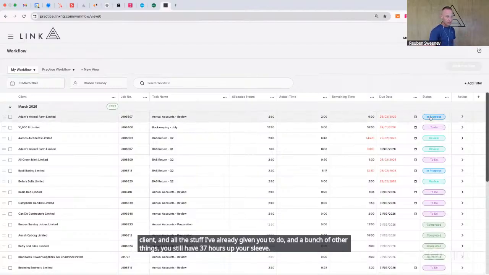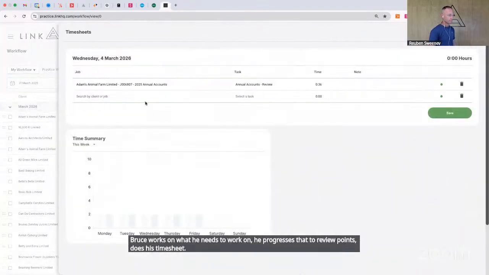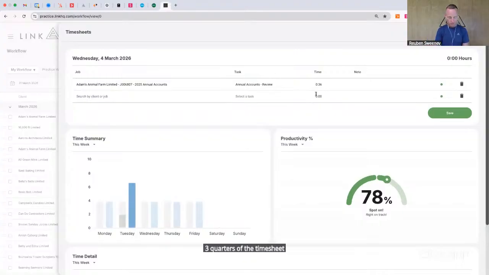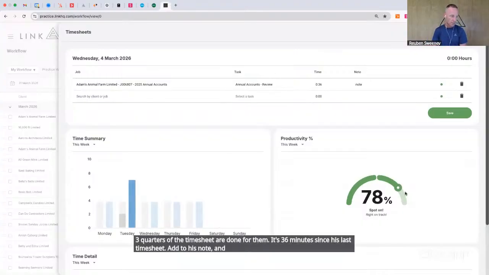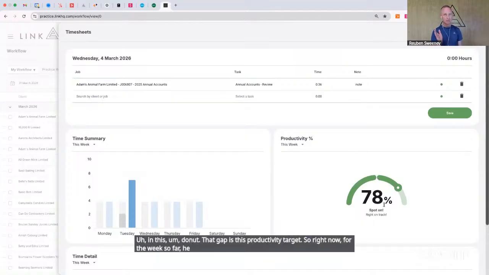Bruce works on what he needs to work on. He progresses that to review points, does his timesheet. Three quarters of the timesheet are done for him. It's 36 minutes since his last timesheet. Adds his note. And if you just pause here for a moment, you'll see there's a gap in this donut. That gap is his productivity target. So right now, for the week so far, he's at 78%. And his target was, in this example, 50. That's the gap. So he's smashing it right now. He knows he's smashing it. And he's being told he's smashing it every time he does a timesheet.